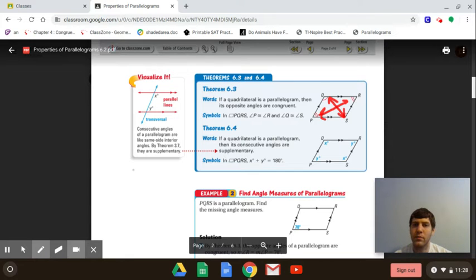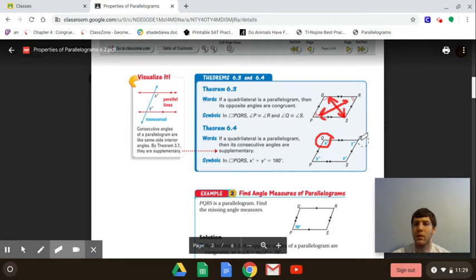And then theorem 6.4 here says if a quadrilateral is a parallelogram, then its consecutive angles are supplementary. So the consecutive angles are the ones that are right next to each other. So Q and R, okay, those are consecutive. So they're supplementary, so those two angles are going to add up to 180.